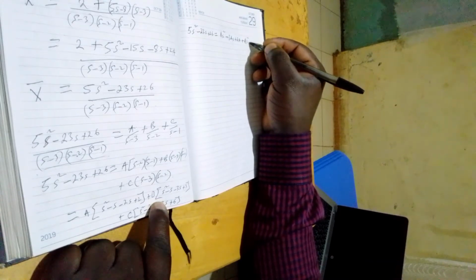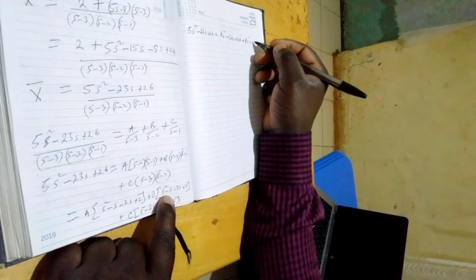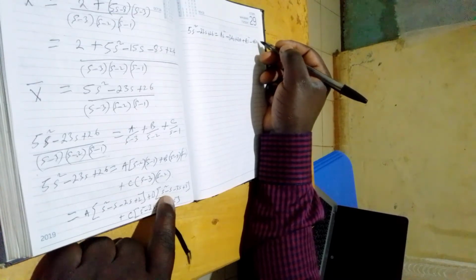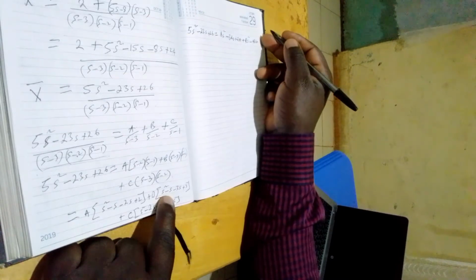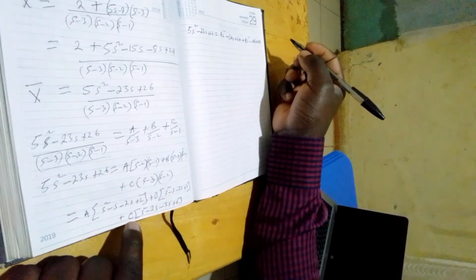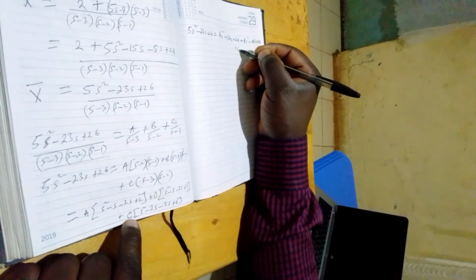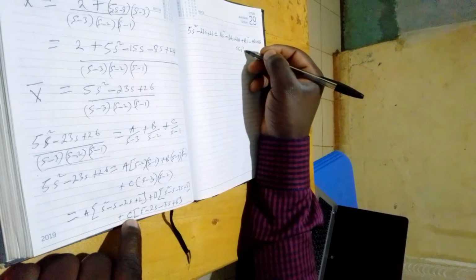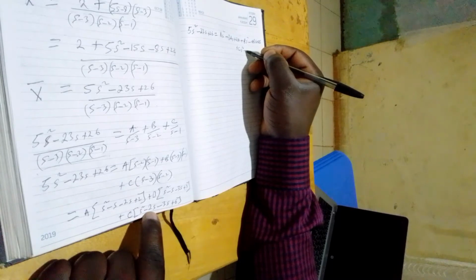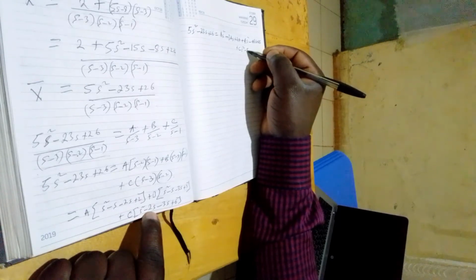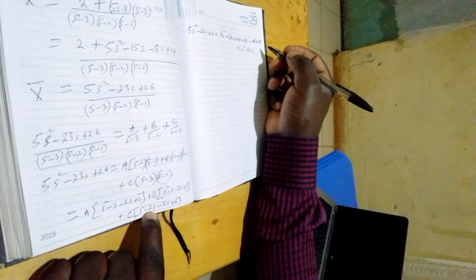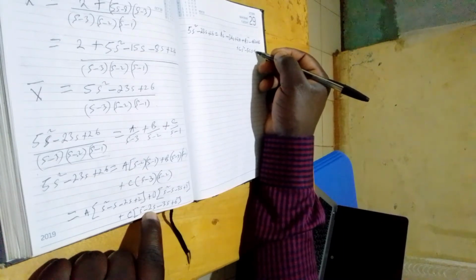b a squared minus 4bs, then plus 3b, then here we have plus cs squared, then minus 2s minus 3s, minus 5cs plus 6c.